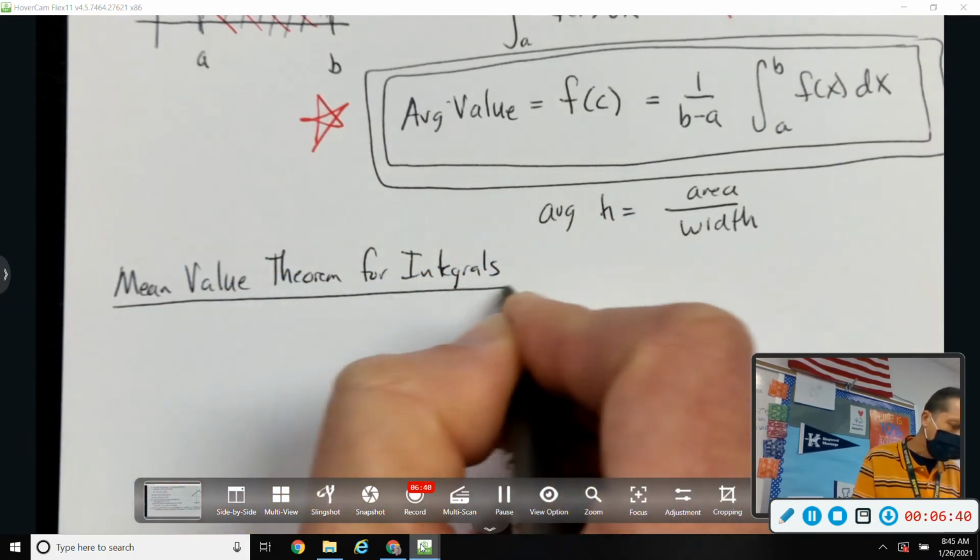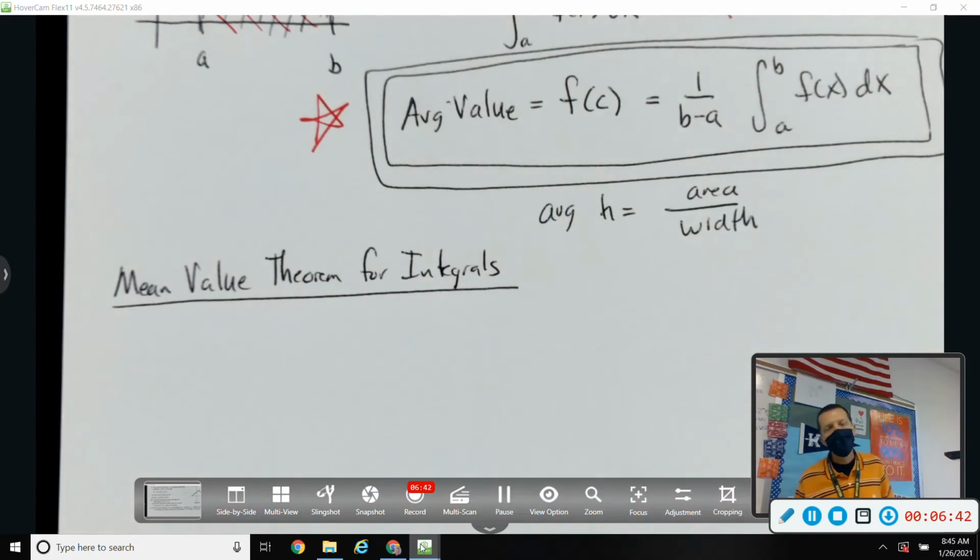The mean value theorem for integrals. Should have done a warm-up with mean value theorem for derivatives. Note to self: tomorrow warm-up, MVT for derivatives, because you probably don't remember what that is. But let's keep going with this, and then we'll rewind and do derivatives tomorrow.